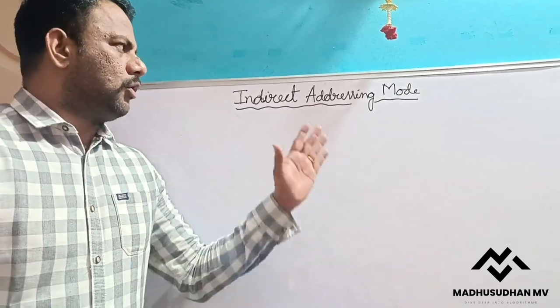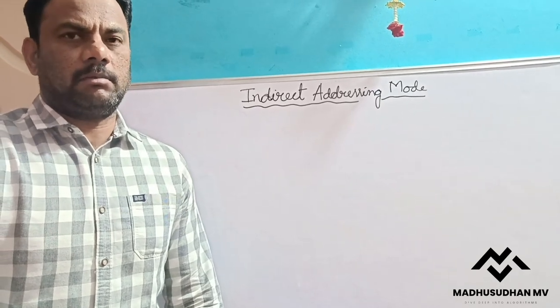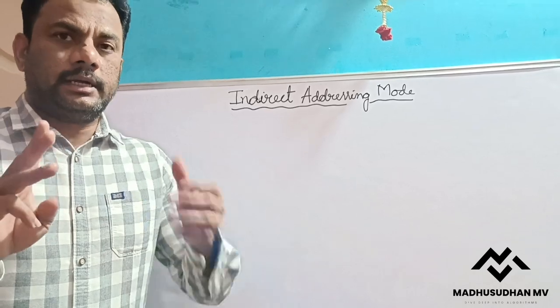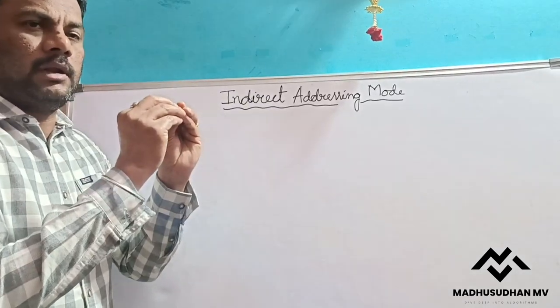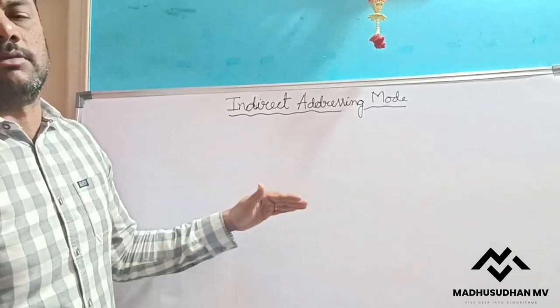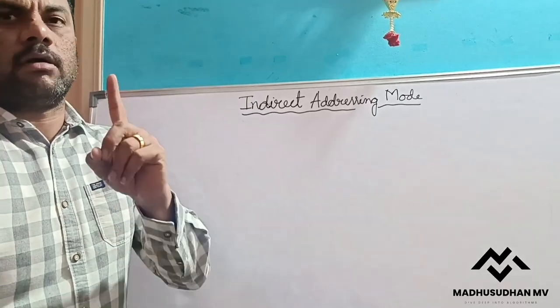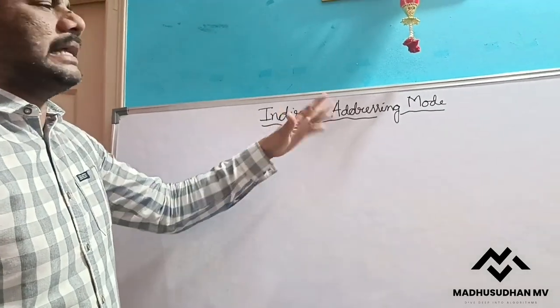In this video, I am going to explain indirect addressing mode. In my last video, I explained immediate addressing mode, register addressing mode, and direct addressing mode. In direct addressing mode, we specify the address of the variable in the instruction directly. That means we write the variable name itself. A variable name always gives the starting address. So that we discussed. Now let us see indirect addressing mode.